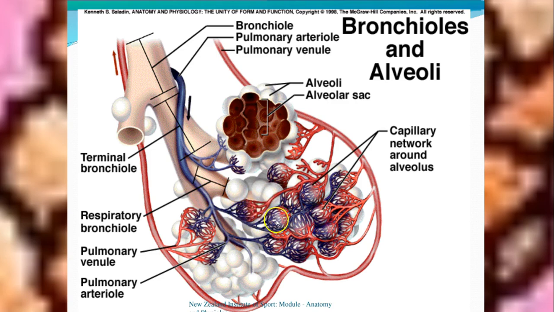They come in blue, they diffuse the CO2 into the alveoli, which then takes the CO2 back out of the lungs, and we breathe it out. They diffuse in the oxygen, which makes the blood go red. Then you can see the red blood coming from the capillaries back into the pulmonary venules, and then they'll go back to the pulmonary veins and into the left side of the heart to transport to the rest of the body.